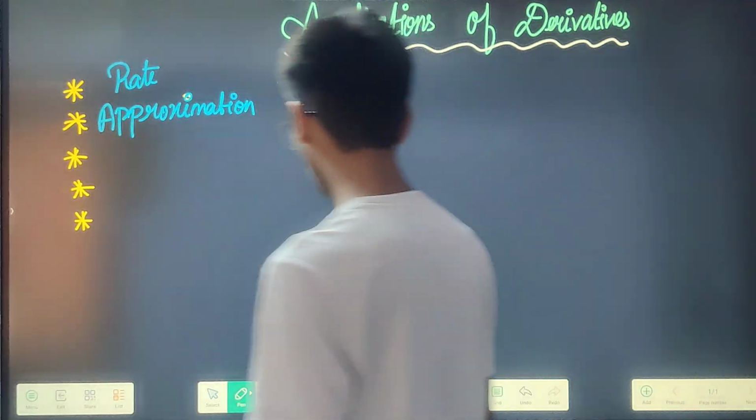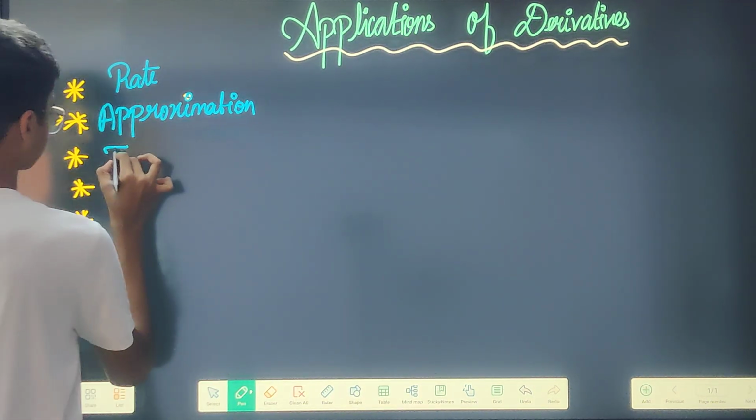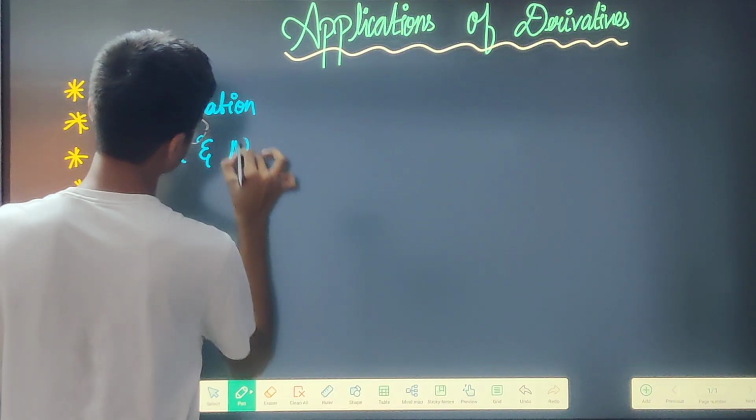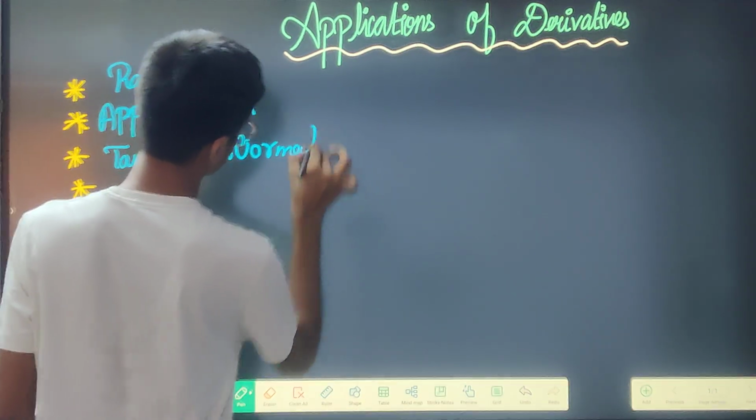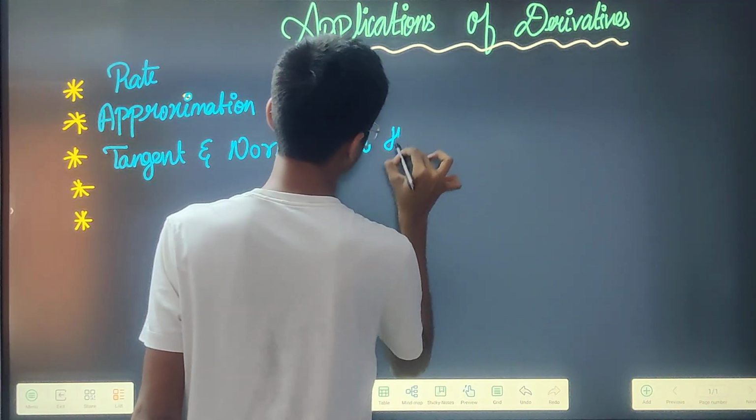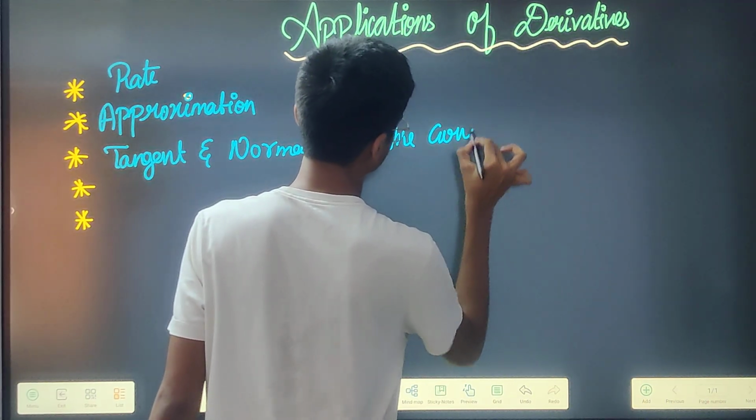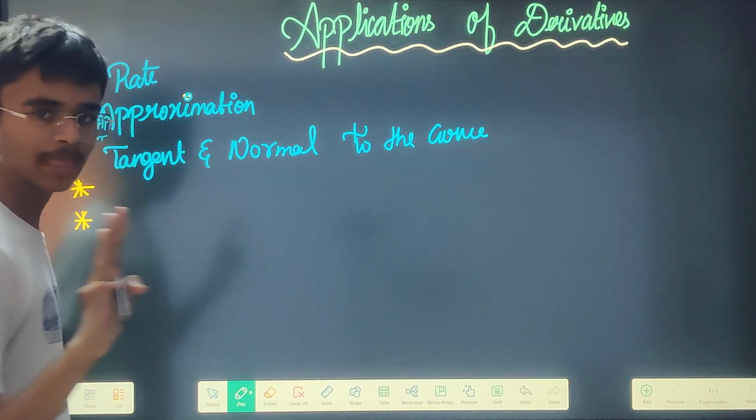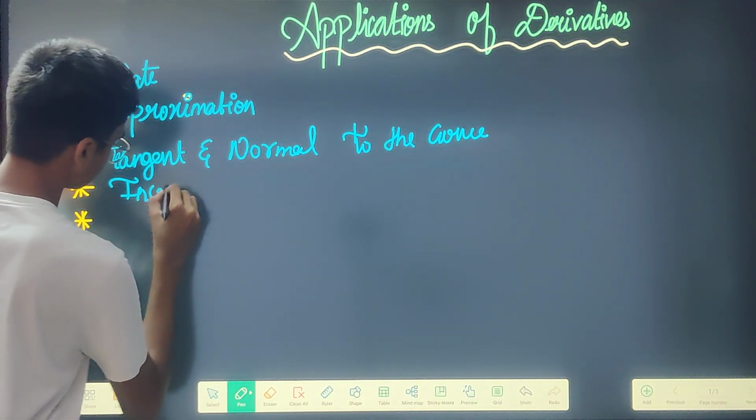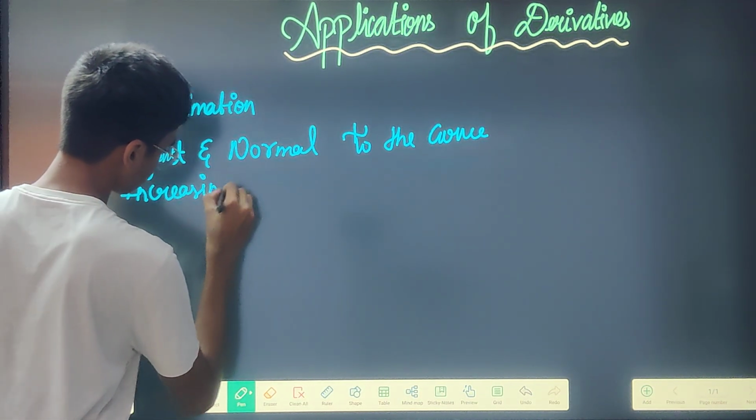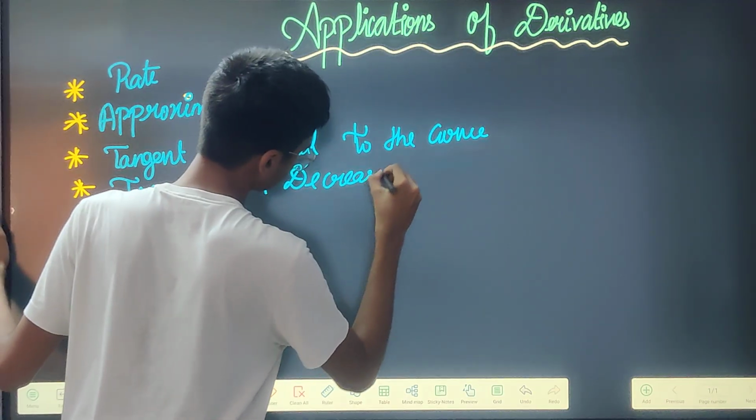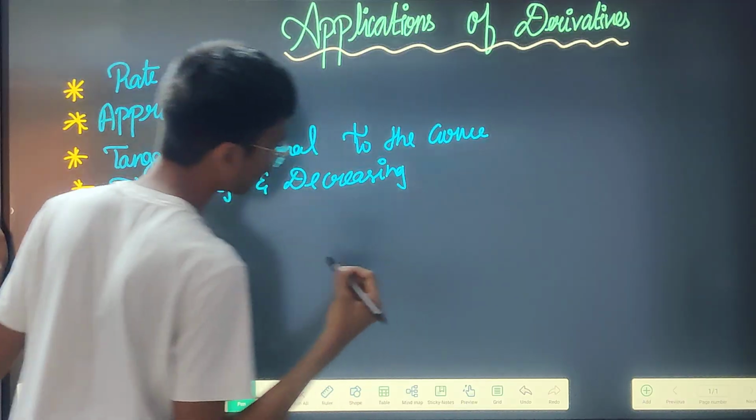Then after that we are also having tangent and normal to a curve. This is also not there for NCERT. Tangent and normal to the curve. These two are not there. Next we are having increasing and decreasing. This is there for NCERT, increasing and decreasing.